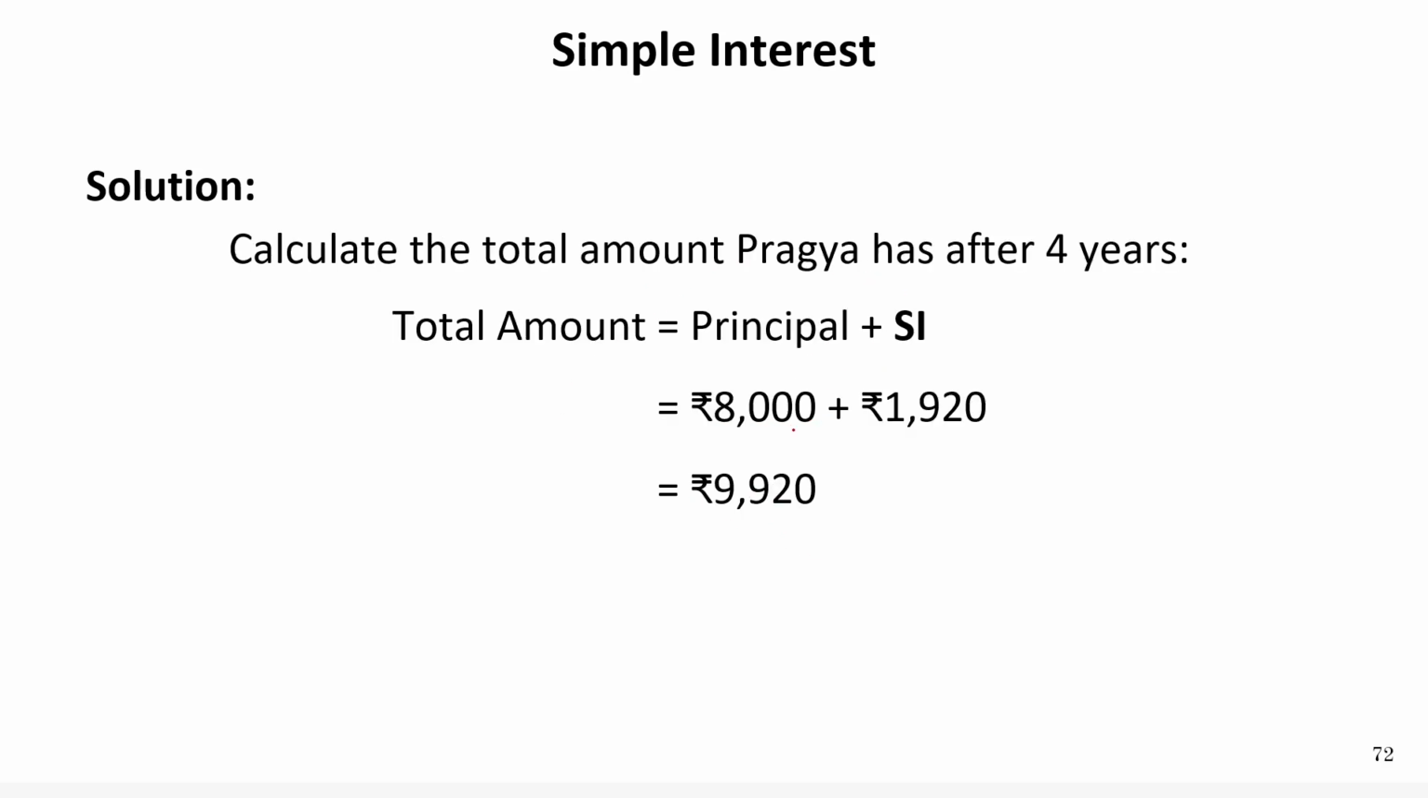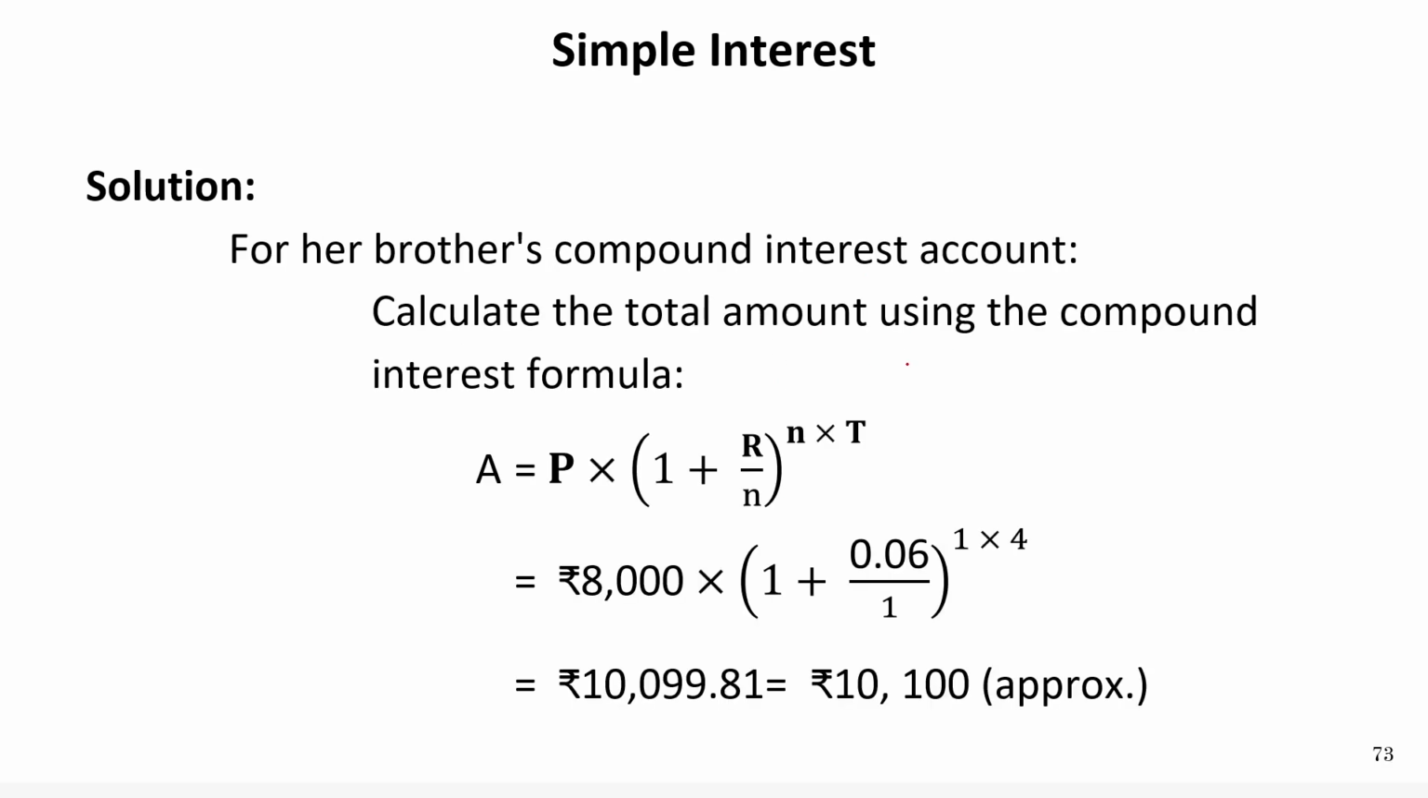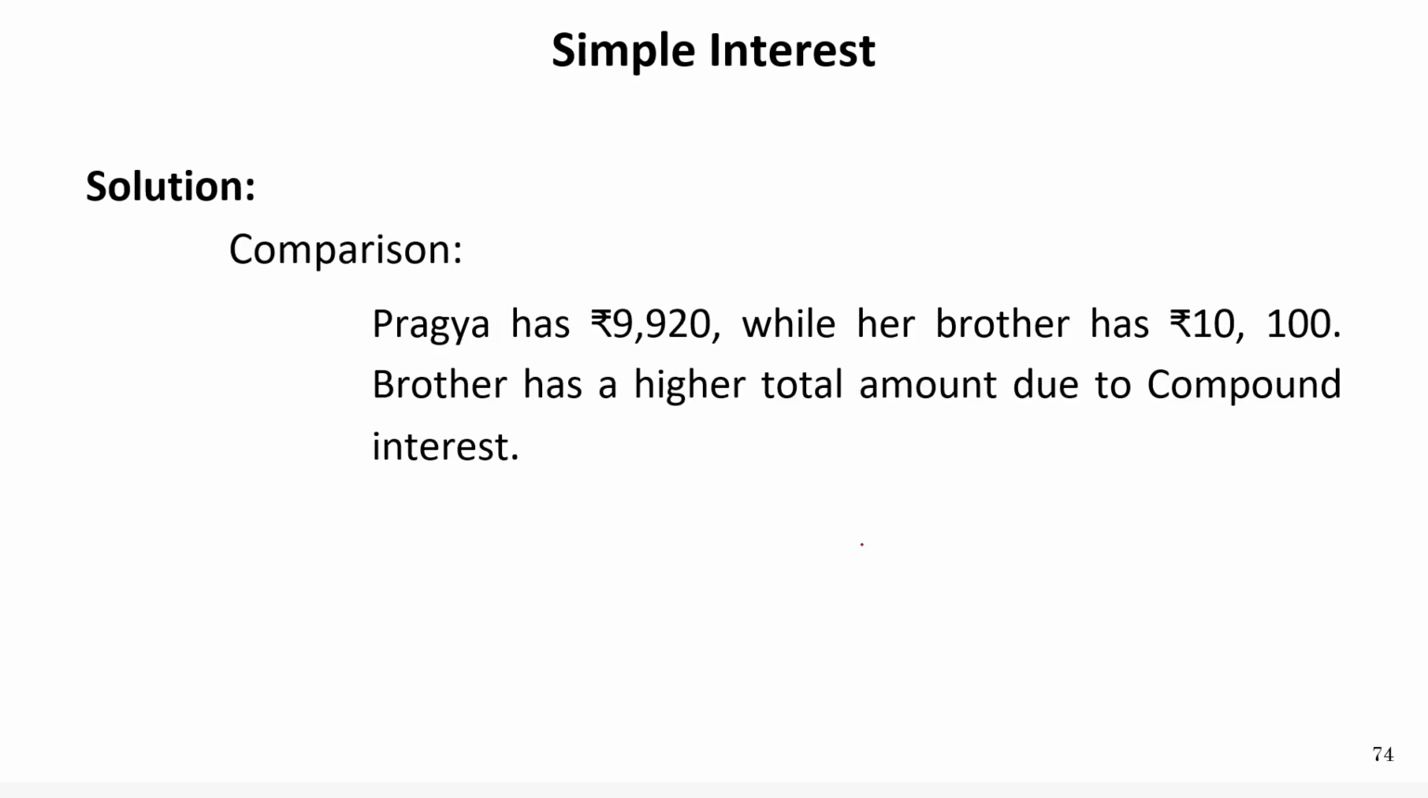So Pragya's total amount will be 9,920 by adding principal amount with simple interest. So her brother's account will have total amount as P into (1 plus R by N) whole power N into T. So it will be 1.06 power 4 into 8,000. So it will be what? 10,100 approximately. So 9,920, 10,100. So the difference will be basically 180 about. Okay. And her brother will have more money than Pragya because of compound interest.